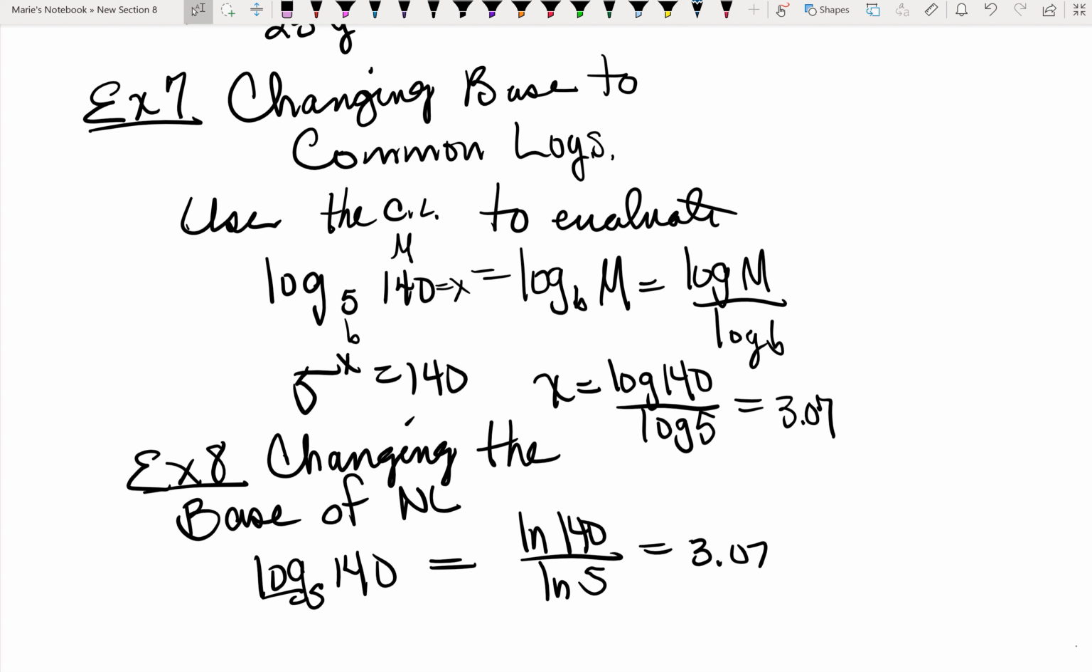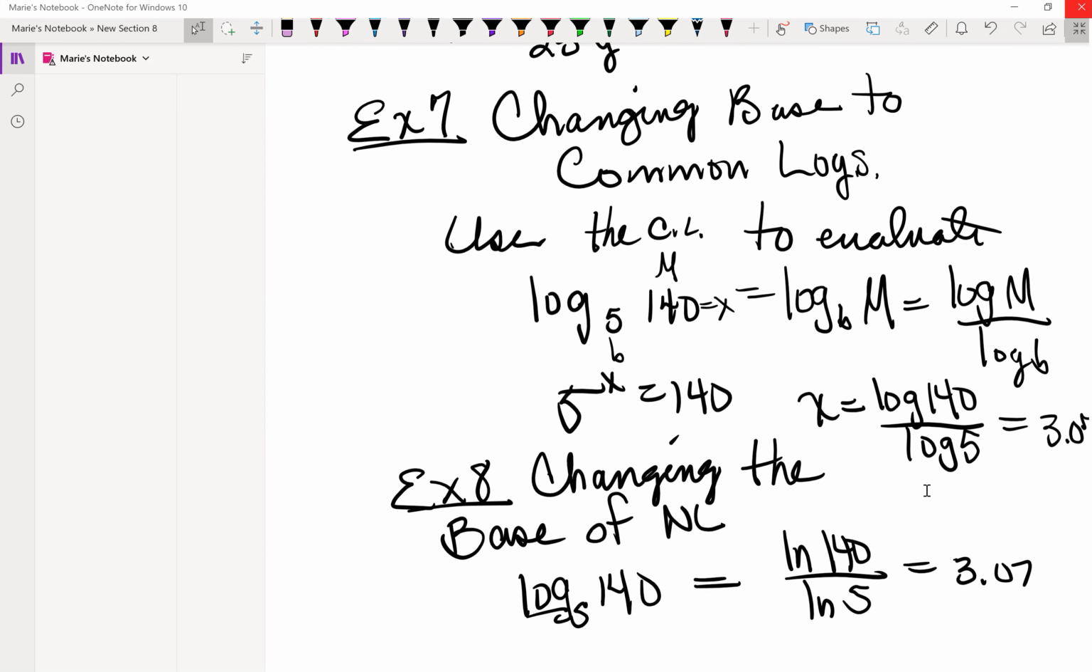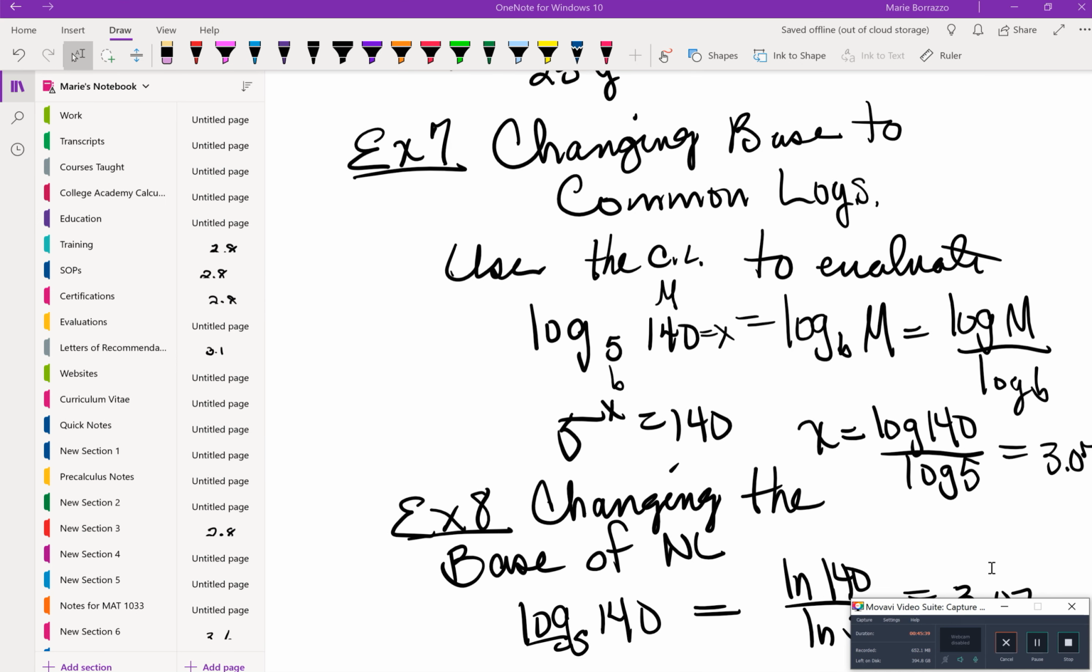And that's it. That's the notes for 4.3. So one more step in the right direction. We're getting there. We're almost done.